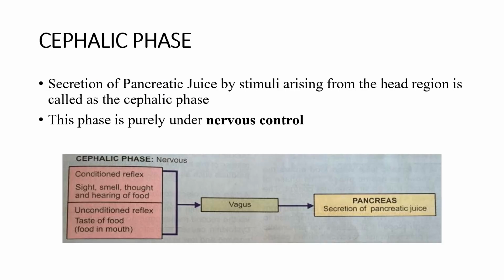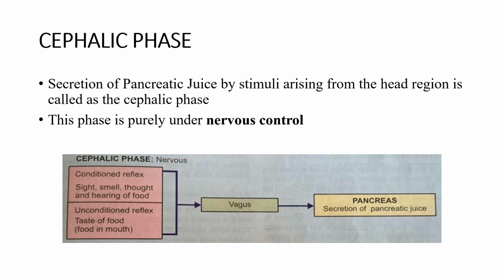In the cephalic phase, secretion of pancreatic juice by stimuli arising from the head region is called the cephalic phase. This is purely under nervous control, with conditioned and unconditioned reflexes. It is characterized by very little flow of secretions from the ducts into the duodenum because of the secretion of a small quantity of enzymes and aqueous component. The conditioned reflex is initiated by the sight, smell and thought of the food, or hearing of the food. The unconditioned reflex is initiated by stimulation of taste buds by the food in the mouth cavity and also by the act of chewing and swallowing.